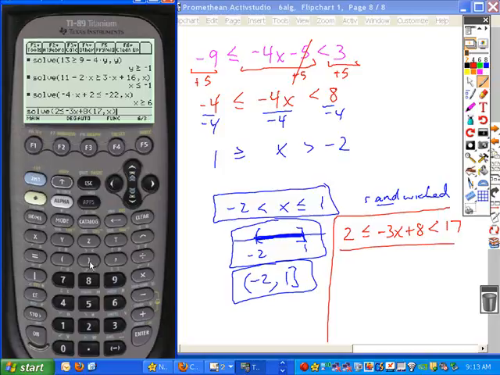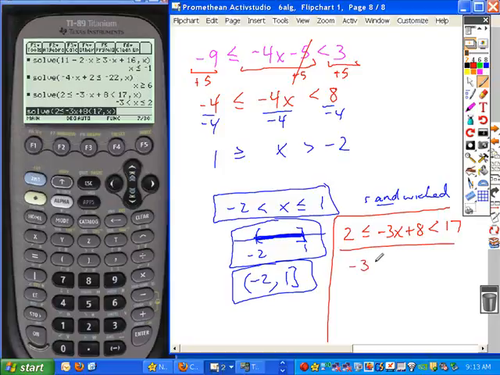Tell it what you're solving for. And you get your solution, which is negative 3 is less than x, which is less than or equal to 2. So here's your interval notation.